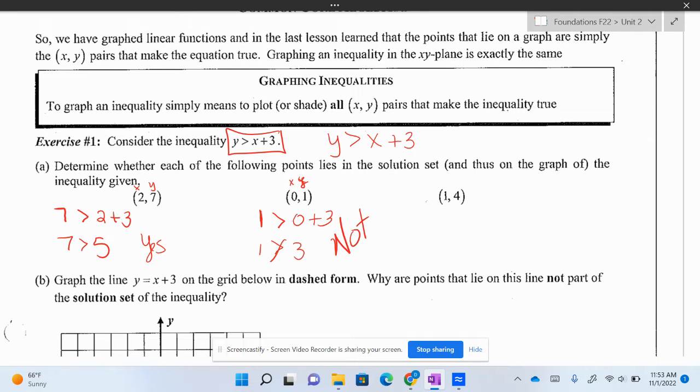Okay, let's try it again. This is my X and my Y. So I'm replacing the Y with what number? 4 is greater than X is 1 plus 3. Is 4 greater than 4? No, it's not. 4 is equal to 4. 4 is not greater than 4. So the only point that would be in the shaded region would be the first one.